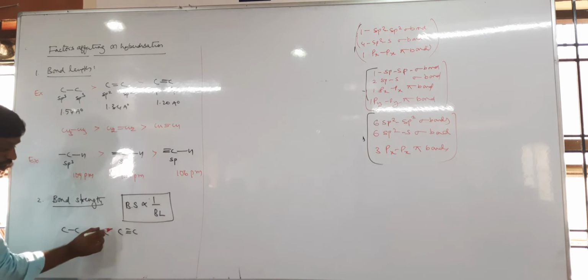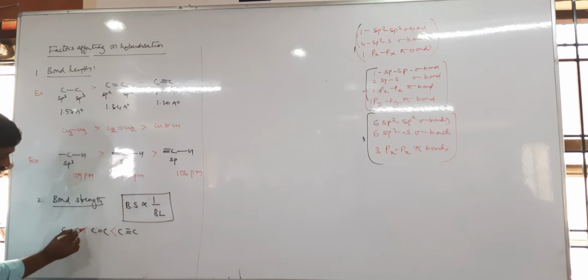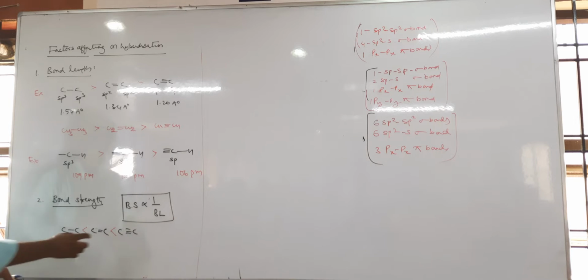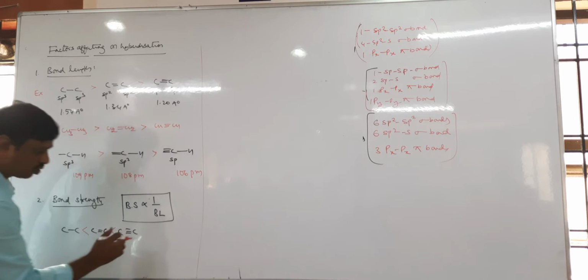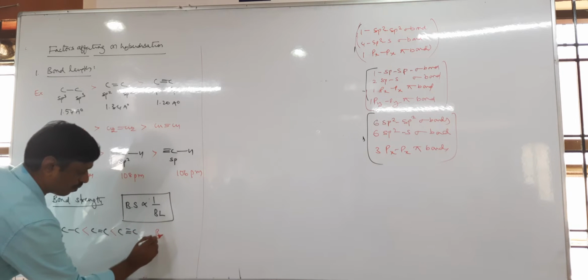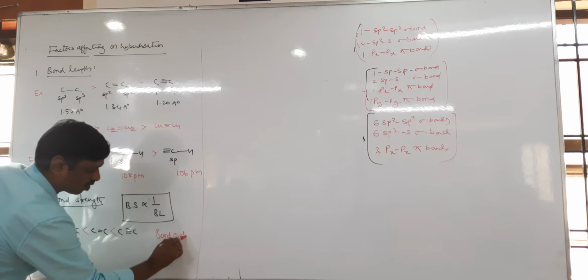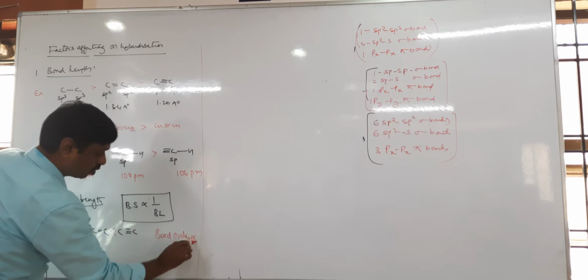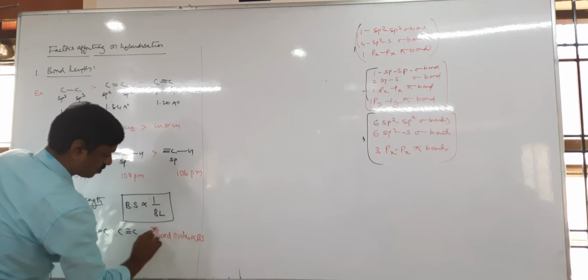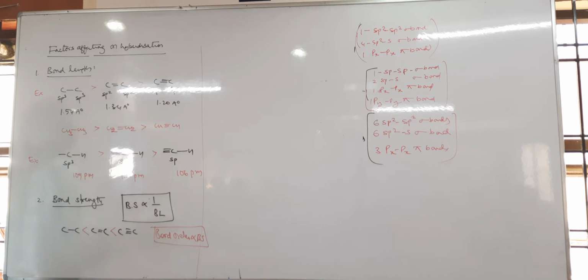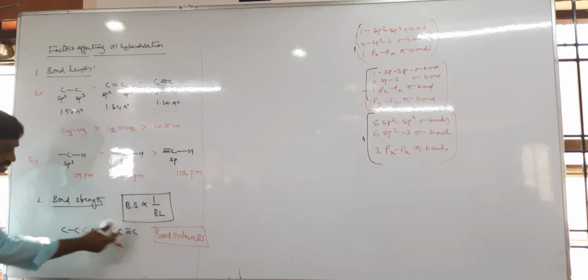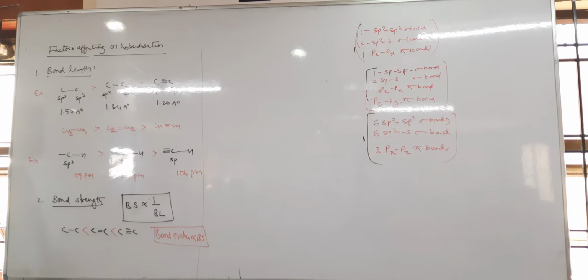See, as the number of bonds increases, bond strength increases. Do you know this number of bonds can be measured by bond order? So do you remember in chemical bonding we studied bond order? So bond order is directly proportional to bond strength. More bond order means more number of bonds. As the number of bonds increases, bond order increases, and bond strength increases.